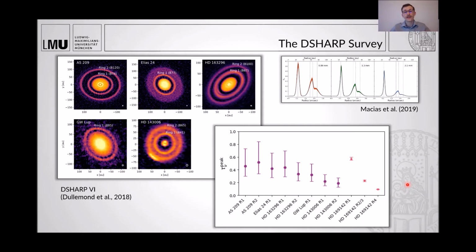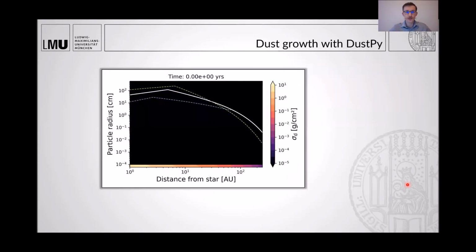So this indicates that there might be some underlying physical mechanism that's causing this feature. That's what we wanted to investigate, and for that we are using our dust evolution code. What we are doing here is seeing how dust size distributions evolve in protoplanetary disks.